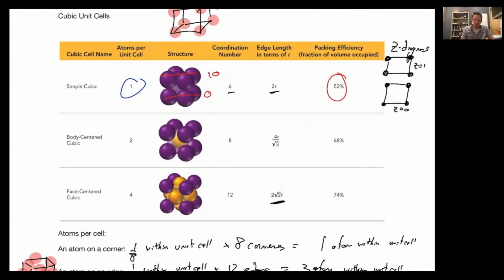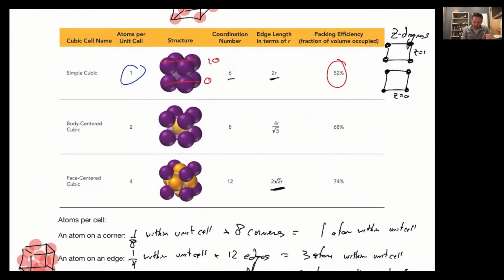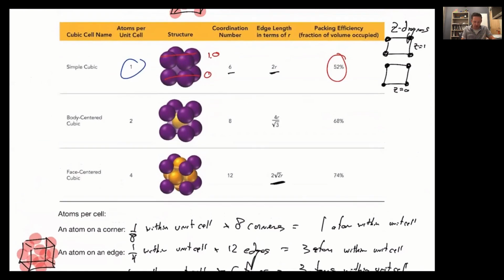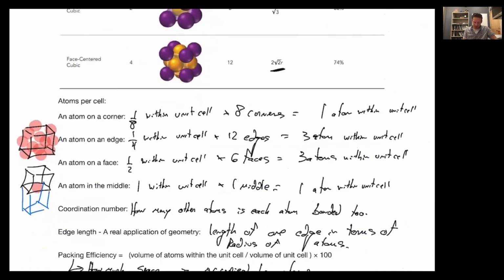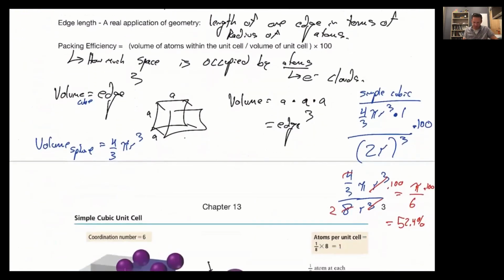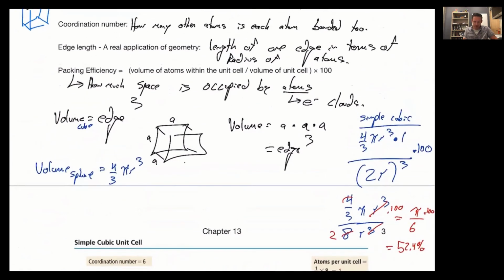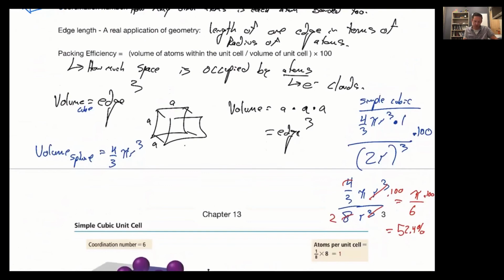Body-centered and face-centered cubic are way more prevalent because they're way more stable. We talked about atoms in a cell, counting corners, edges, faces, and middles. We talked about coordination number. We talked about edge length a little bit. Again, I'm not going to ask you to prove that stuff, but hopefully you got a picture of where it's coming from. People are doing some cool geometry. And then we talked about packing efficiency. There's a lot of simplification here, but it's the volume of the atoms on the top divided by the volume of the unit cell, so the edge cubed, times 100.